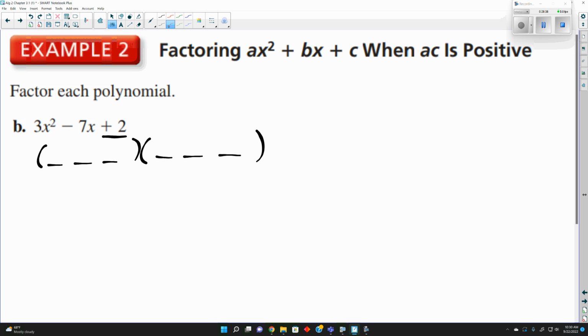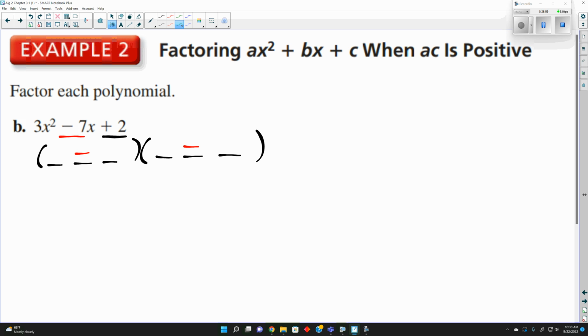What's the sign of the middle term? Negative. So our signs are what? Negative and negative. So if the third term is positive, the signs are the same and they match the sign of the middle term, which here is negative and negative. Any questions on this so far?